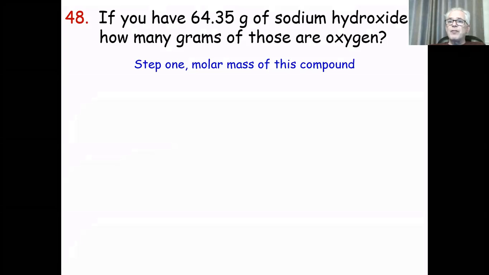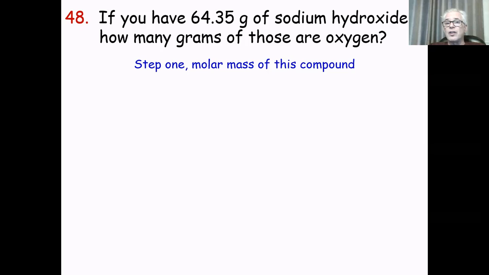64.35 grams of sodium hydroxide. The compound is ionic because sodium's a metal. Hydroxide's on table E. If you had a small handful of this, like a meatball, 64.35 grams of sodium hydroxide, how many of those grams, how many of the 64.35 are only oxygen? This is also very easy. How do you do it?